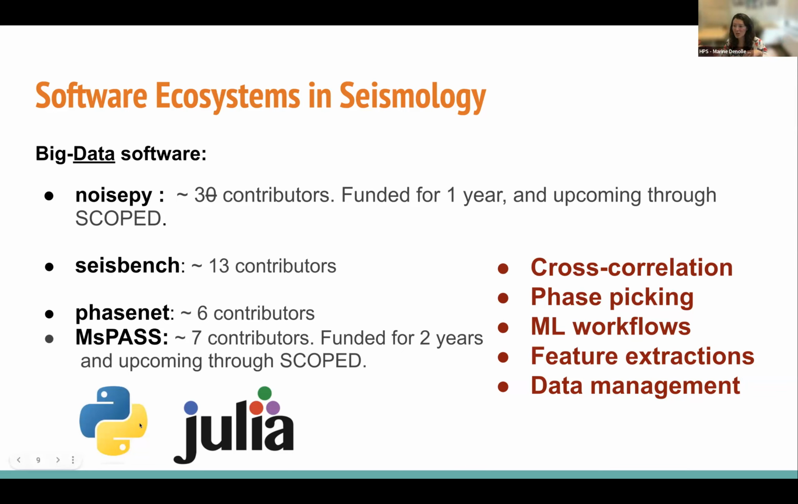We code in Python, in Julia, maybe C++. And the things that we tackle are maybe more diverse: we do cross correlation, we pick, we have some ML workflows, we extract features, we have data management. Maybe because it's more diverse, we are not coalescing over a few codes, and it also makes it quite difficult to develop these codes, basically, if we don't have a team.